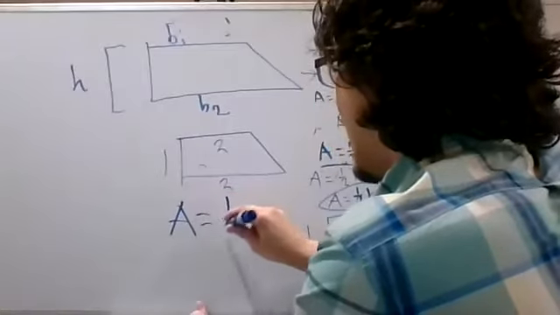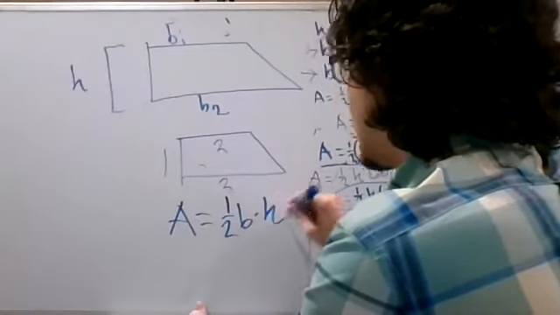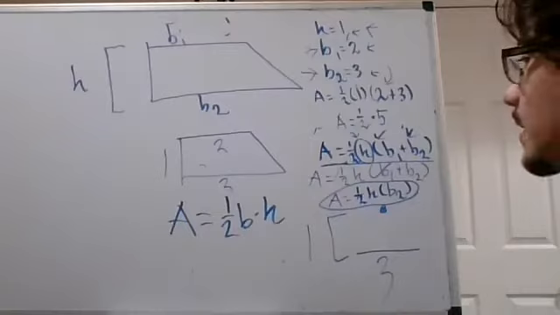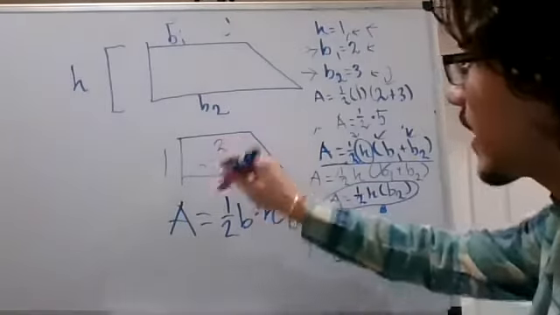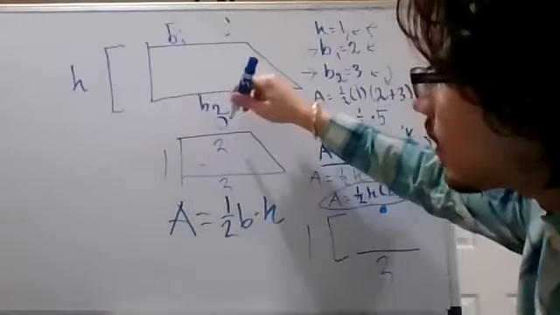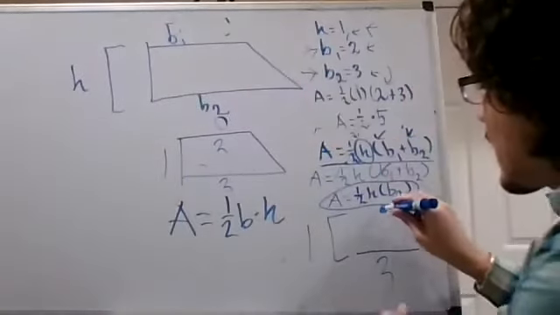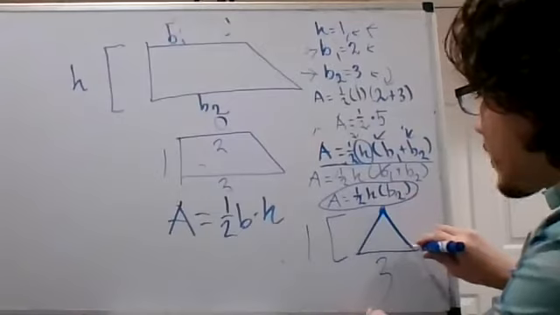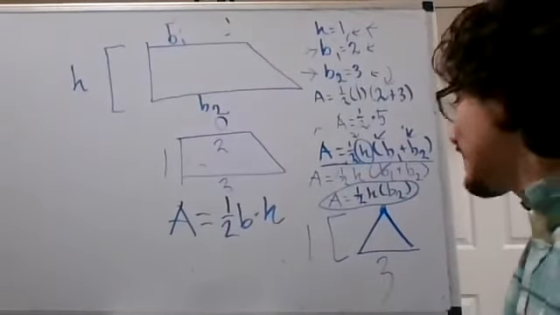Which is 1/2 base times height. So what this means is that if you take a trapezoid and you make, not the height, if you make one of the bases 0, then that means that the trapezoid becomes a triangle.